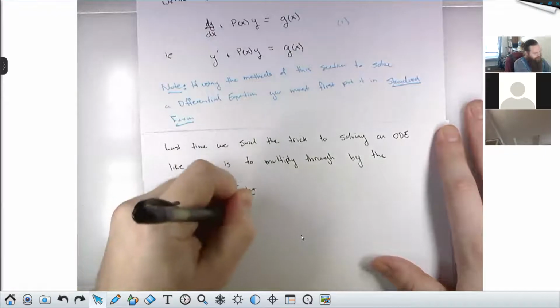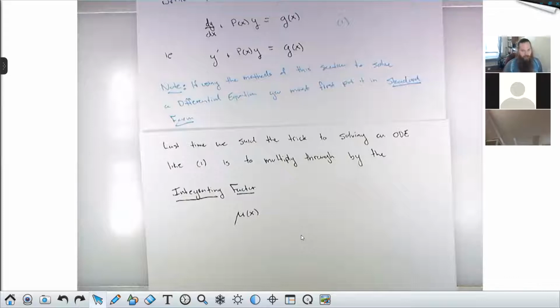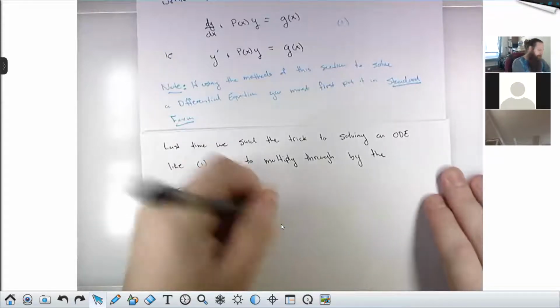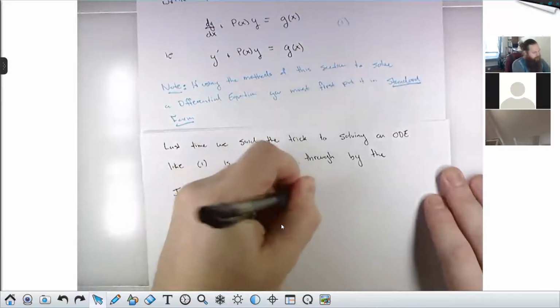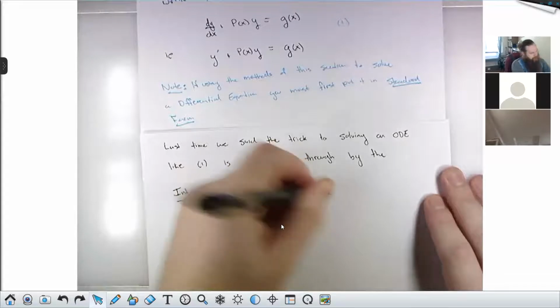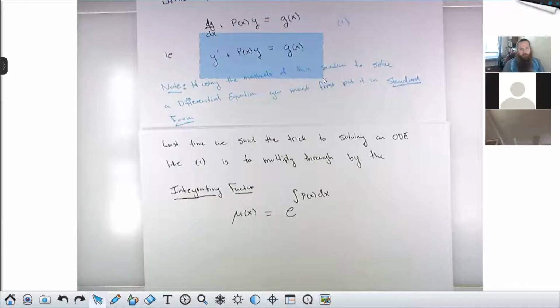Which is the function mu of x. This is the lowercase Greek letter mu. It's the sound in Greek. It's the lowercase mu of x, which is e raised to the power of the integral of p of x dx. Or if you want, you can say, you take any antiderivative for the function p, shove it in the exponent of e. That's the thing through which you need to multiply this equation in order to solve the ODE.